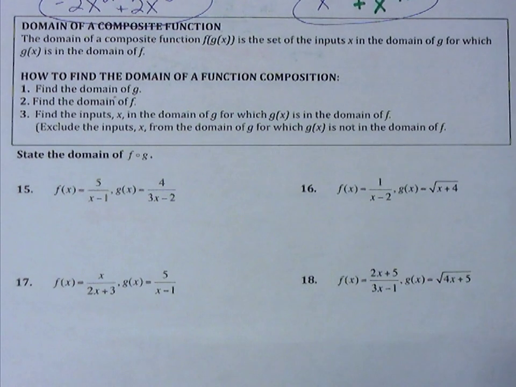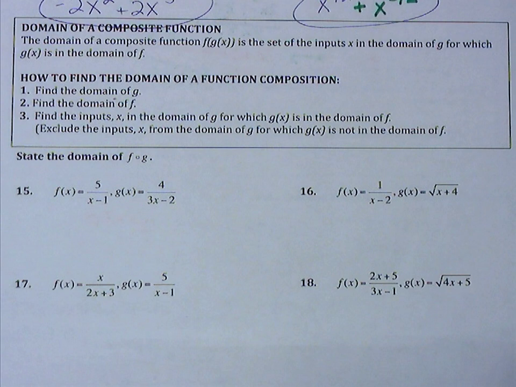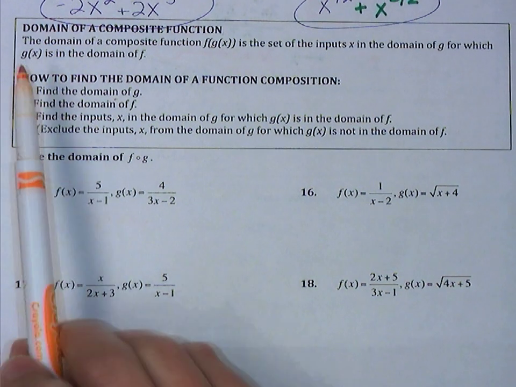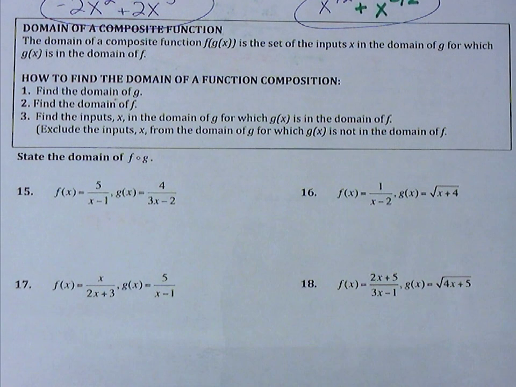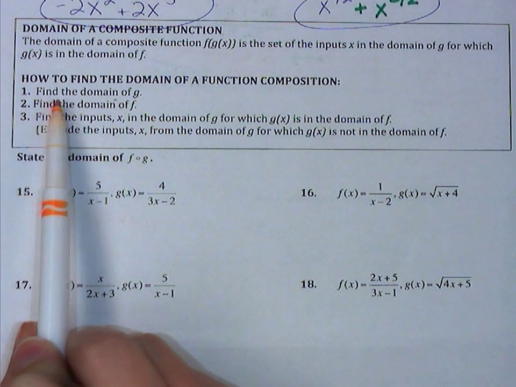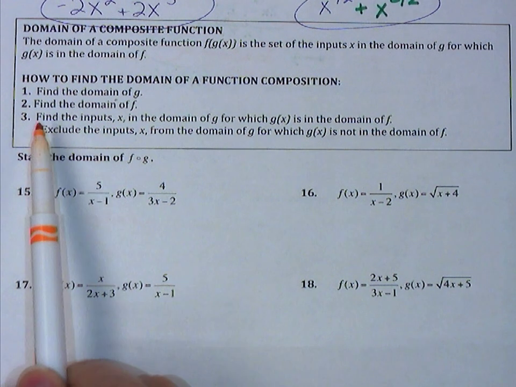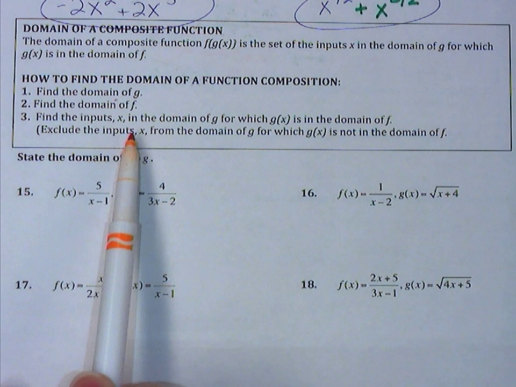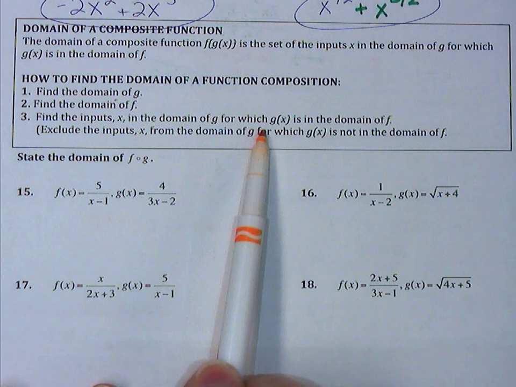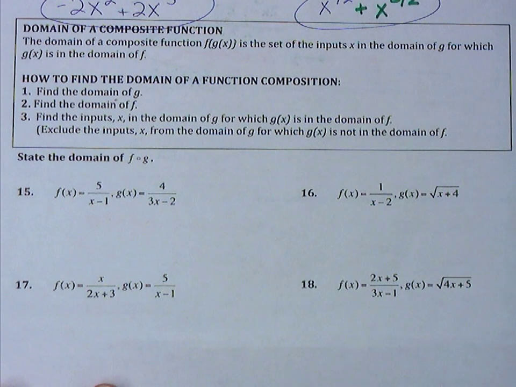All right, I'm going to go over real quick how to do the domain of a composite function. If you read this part at the top in the box, it actually doesn't make a whole lot of sense for you guys, just because your math vocabulary is not quite as advanced. So it says you're supposed to find the domain of G, find the domain of F, and then find the inputs X in the domain of G, for which G of X is in the domain of F.